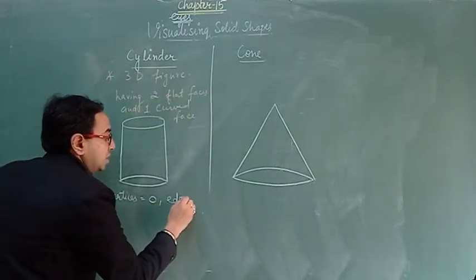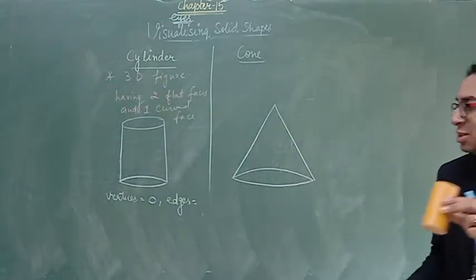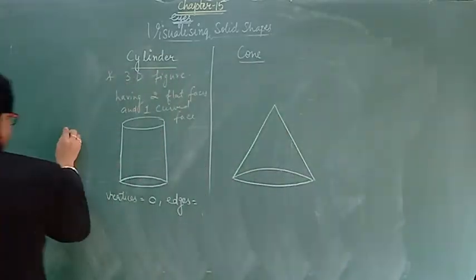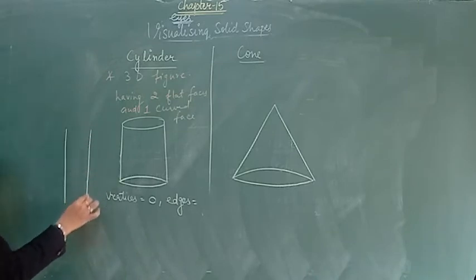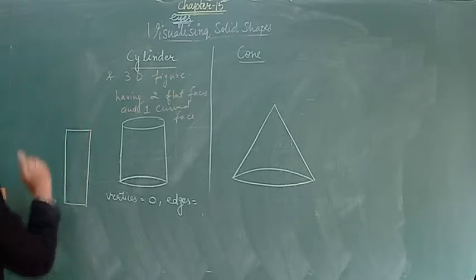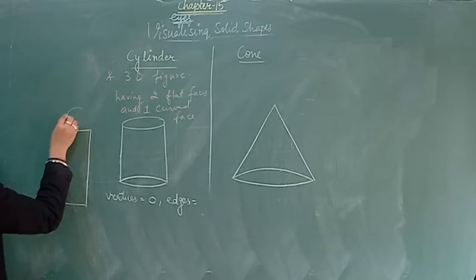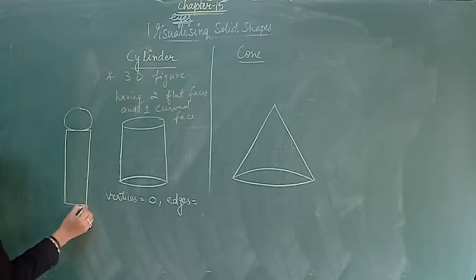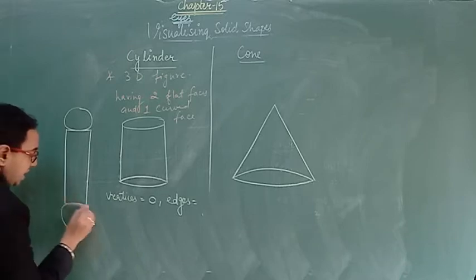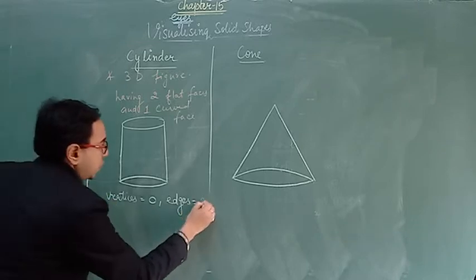What do you mean by edges? Edges basically means the line segment where two faces meet. For example, if I open this cylinder, what will I get? I'll get this picture, the front part and two circular parts. Yes or no? Hence, how many edges are there? I can observe there are two edges. This edge, because here two faces are meeting. This edge, because here two faces are meeting. Therefore, two edges are there.